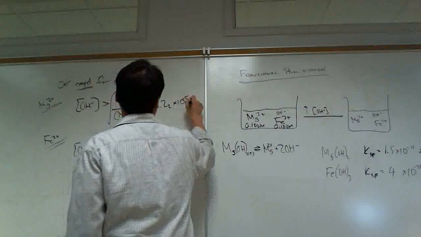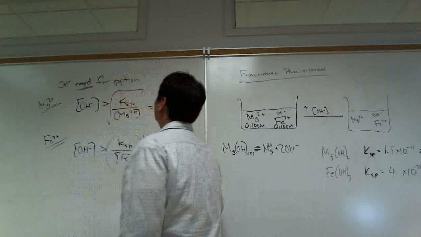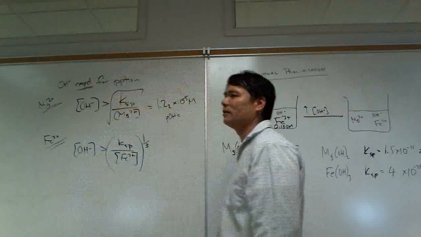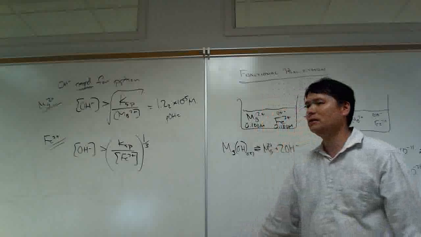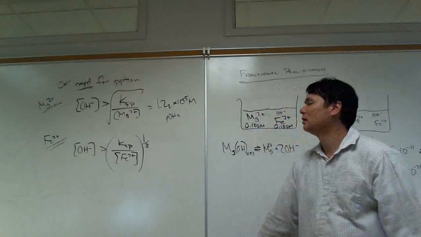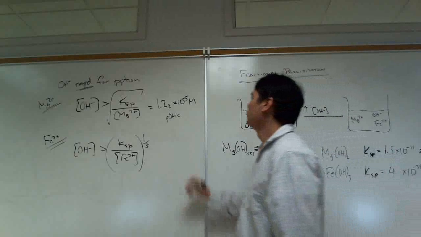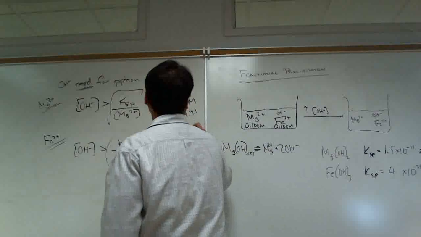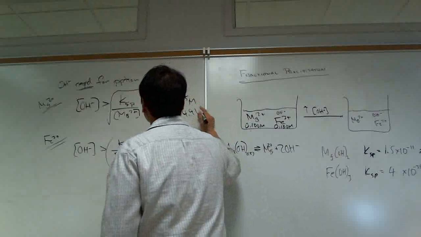Times 10 to the negative 5 molar, which gives us a pOH equal to, since you have it in your calculator, just take the negative log of that. 4.91, which gives us a pH of 9.08.